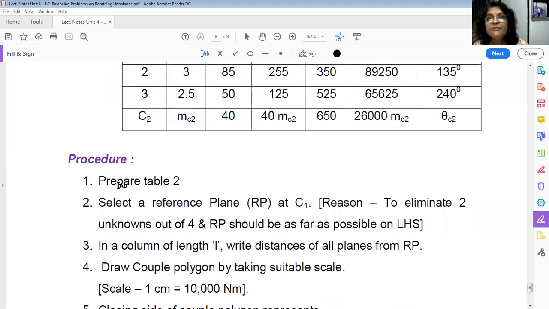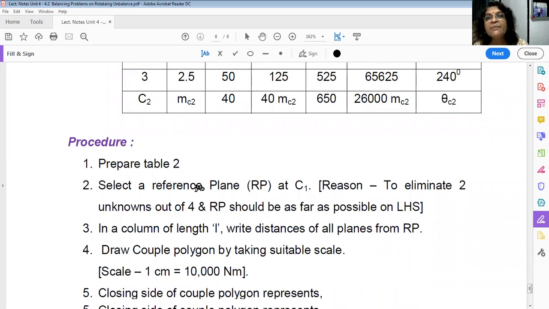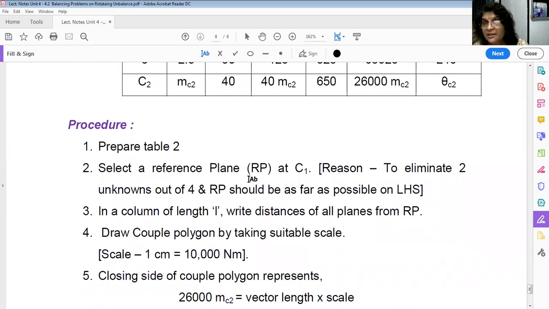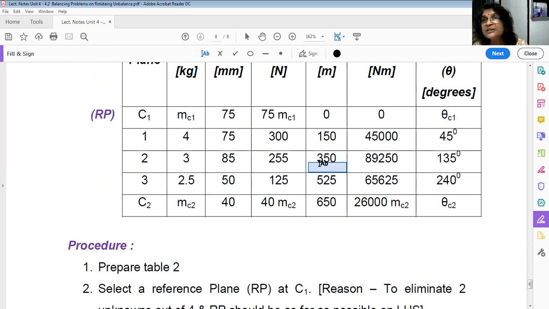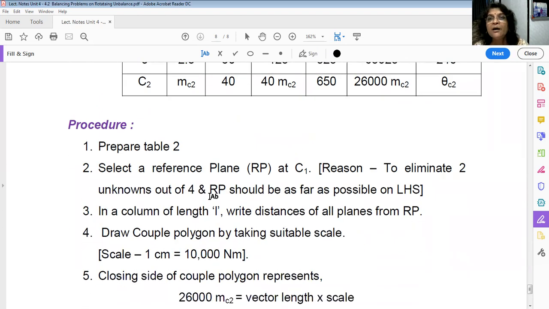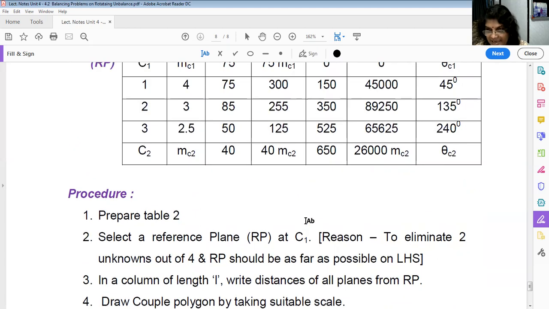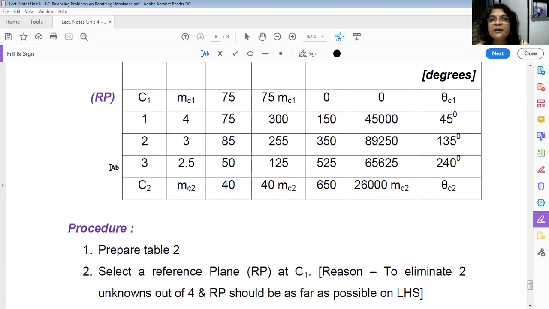So what is the procedure? Prepare table 2. We already prepared the table 2. Then select a reference plane RP at C1. I told you the reason. To eliminate 2 unknowns out of 4. There are 4 unknowns basically: MC1, theta C1, MC2, theta C2. So by selecting the reference plane at C1, we have eliminated MC1 and theta C1. That is 2 unknowns we have eliminated. Okay. And the other reason is reference plane should be as far as possible on left hand side so that negative couples are avoided.